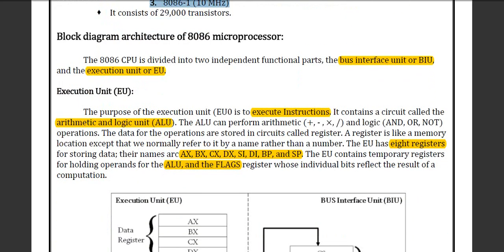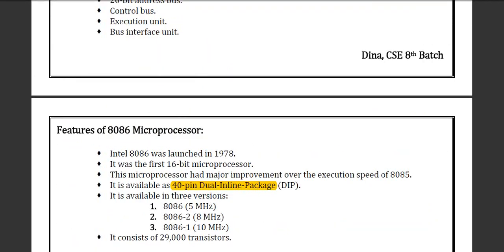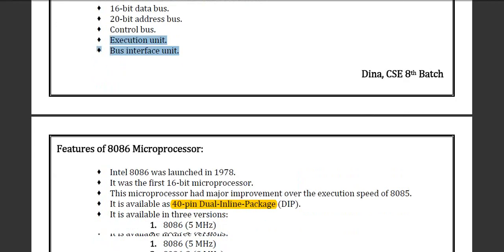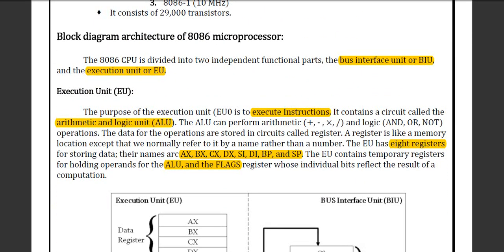Block diagram architecture of 8086 microprocessor. Here we have two independent functional parts: the bus interface unit, which is known as BIU, and the execution unit, which is known as EU. I have already told you that those two sections divide the 8086. Now this is divided into two sections: one is BIU and one is EU.